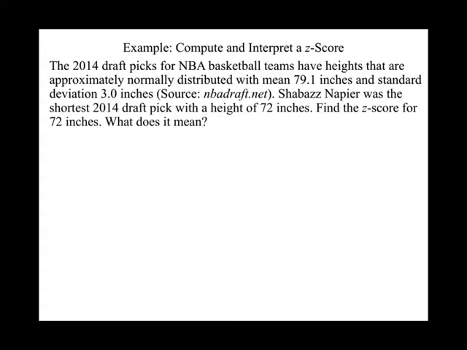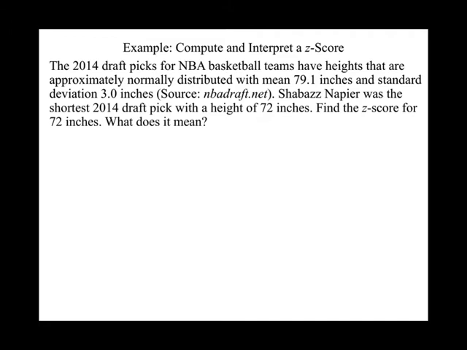Example: compute and interpret a z-score. The 2014 draft picks for NBA basketball teams have heights that are approximately normally distributed. Okay, normally distributed, so this is a normal distribution, with a mean of 79.1 inches and a standard deviation of 3.0 inches. Shabazz Napier was the shortest 2014 draft pick with a height of 72 inches. Find the z-score for the 72 inches.